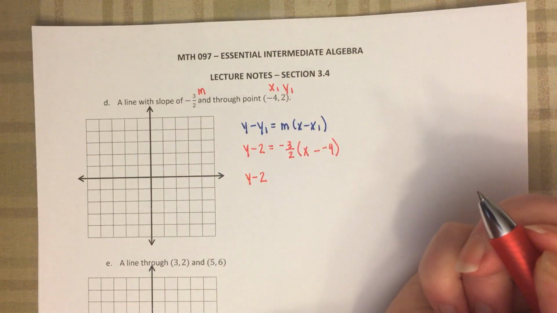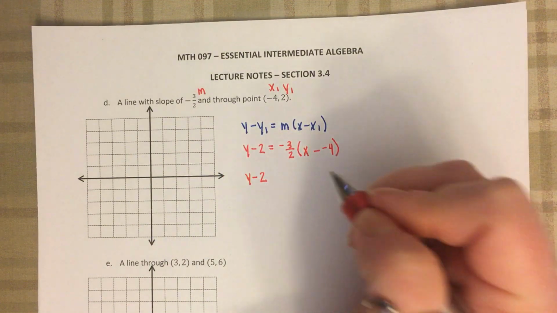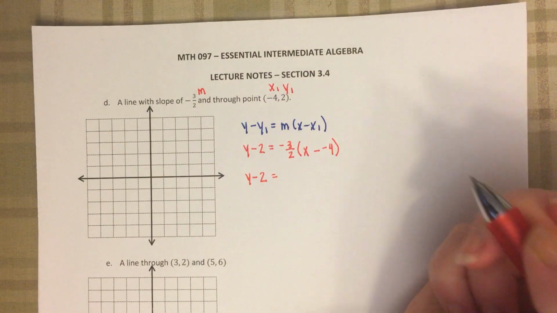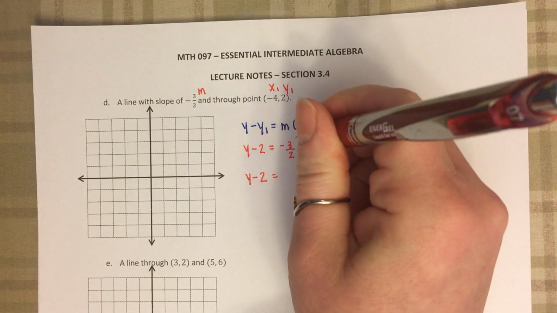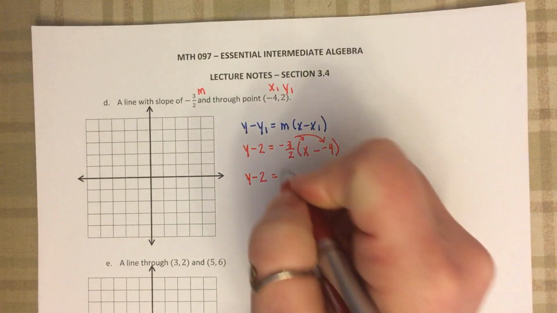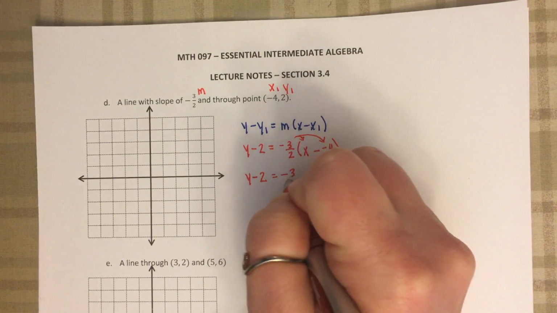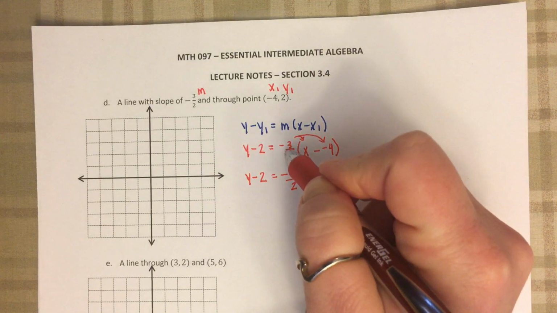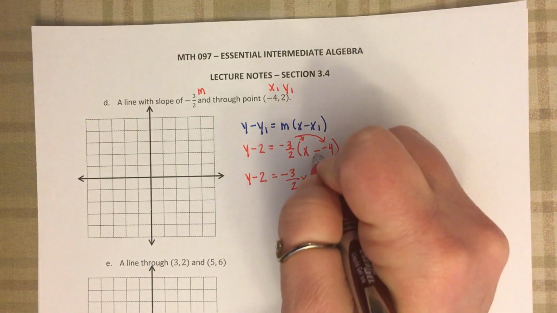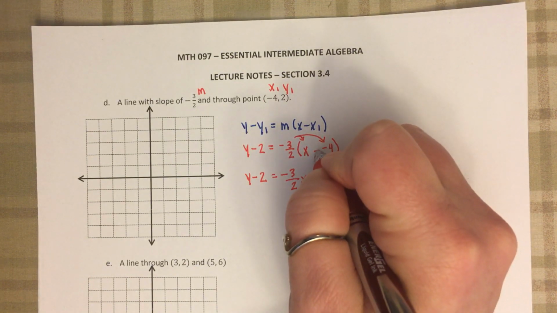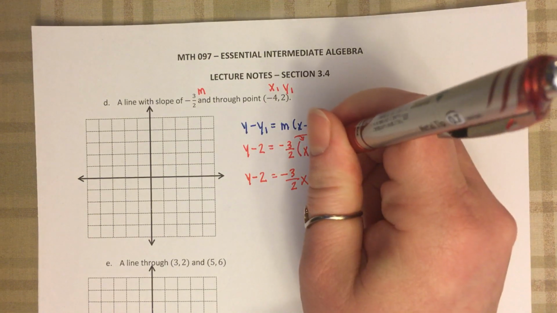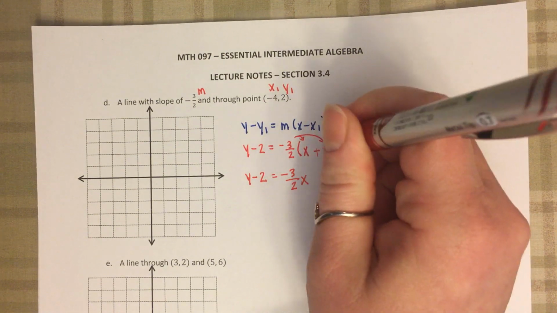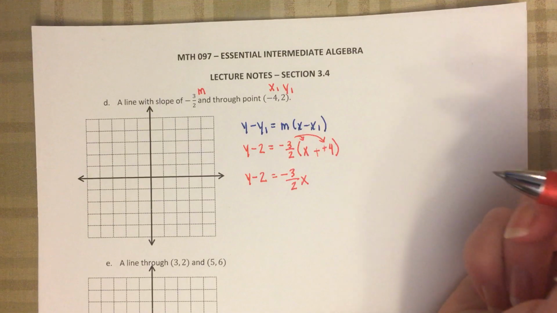So the left side is easy. We have y minus 2. On the right side, we're going to distribute this negative 3 over 2. Negative 3 over 2 times x is just negative 3 over 2x. Now we need to multiply this negative 3 over 2. These two negatives are going to turn positive. And so we're going to take this negative 3 over 2 and multiply it by positive 4.